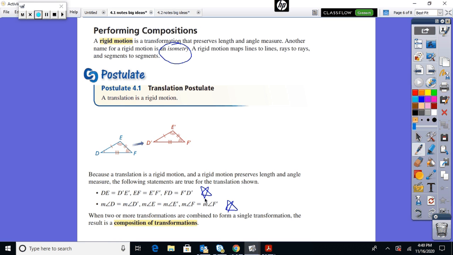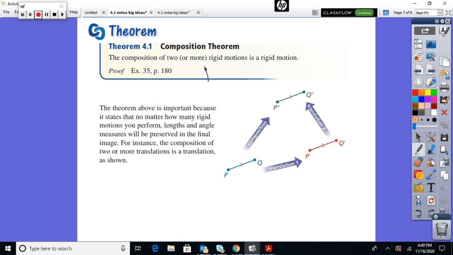Now, when two or more transformations are combined in a single transformation, the result is a composition of transformations. And compositions of transformations are also rigid motions. We're not going to change the size or shape, we're just moving it around. So for instance, we have a segment here, we move it once, and then we move it twice to be here. That's a composition. And so, like I said, it is indeed still a rigid motion, an isometry.